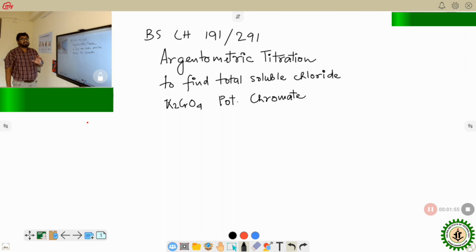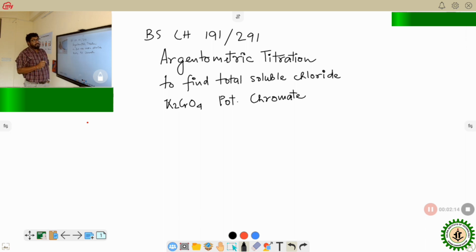Okay, this is a very simple titration. You can call it a colorimetric titration because the color change would be observed. Also, you can call it a precipitation titration because during the titration, precipitation happens.